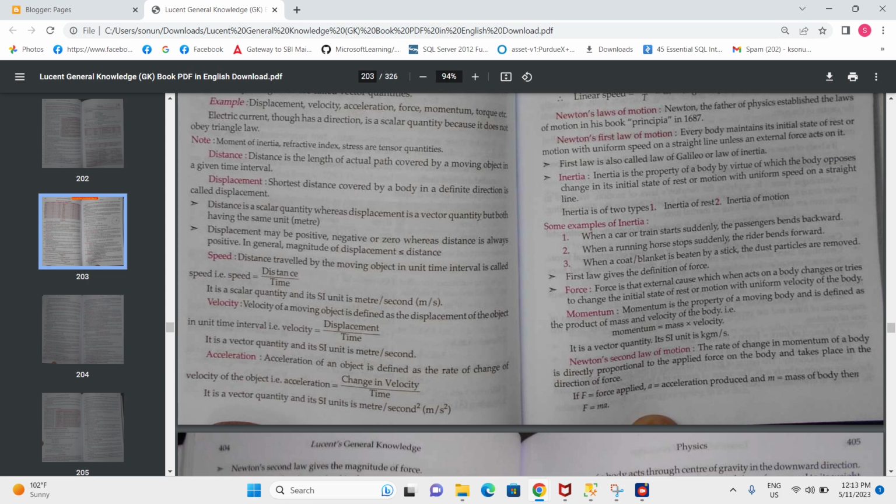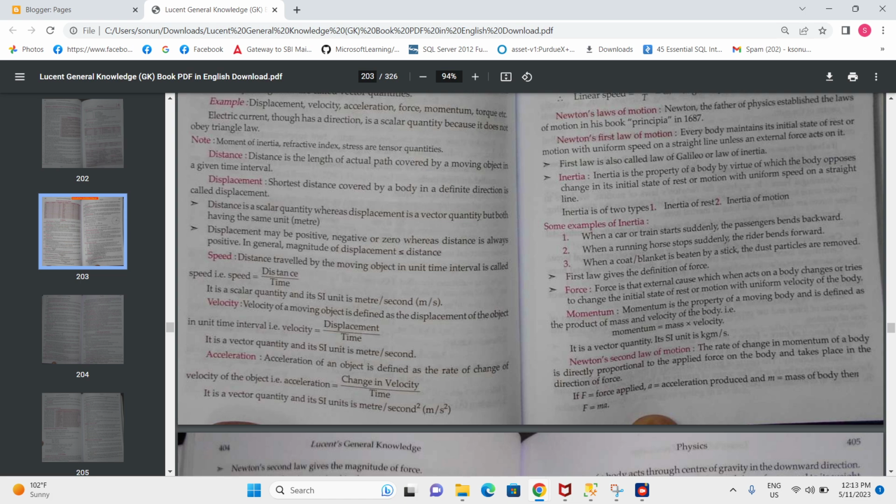Inertia is of two types: inertia of rest and inertia of motion. Okay, let's see some examples of inertia. When a car or train starts suddenly, the passenger bends backward. We always feel this in a car or train.